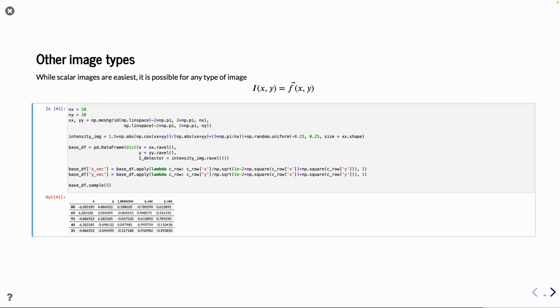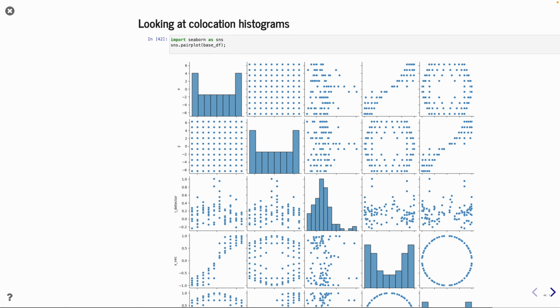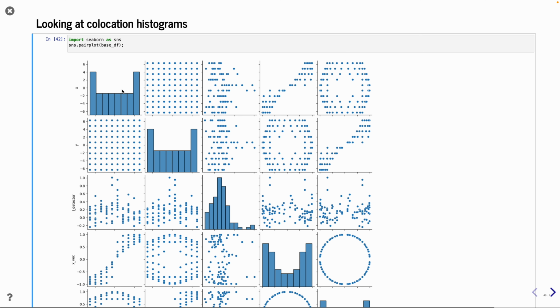We can also look at other types of images. In this case, we look at vector images. So we not only have the intensity, but we also have a vector describing the direction of the measurement. And looking at that, we can look at the pair plot. So that is a plot where you do pairwise histograms of different informations.